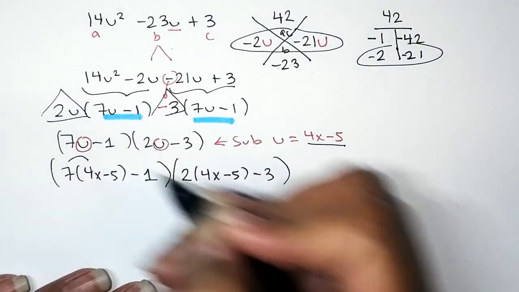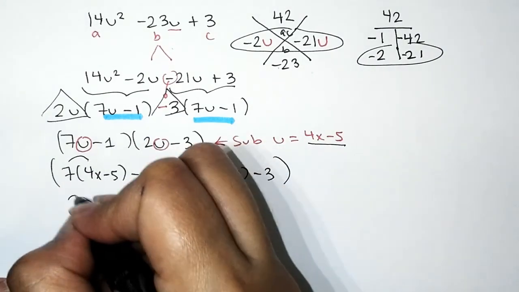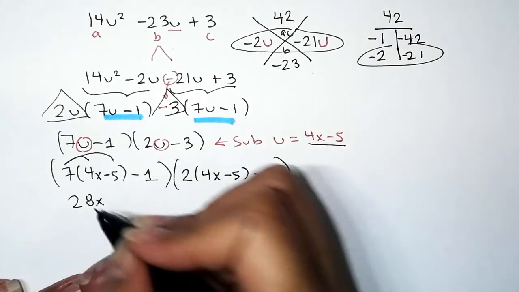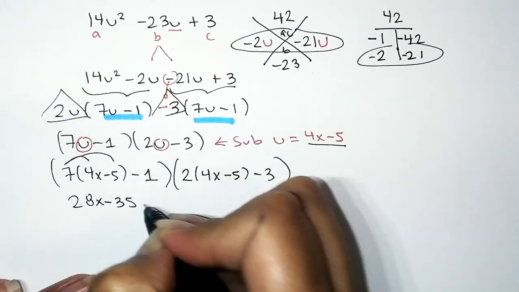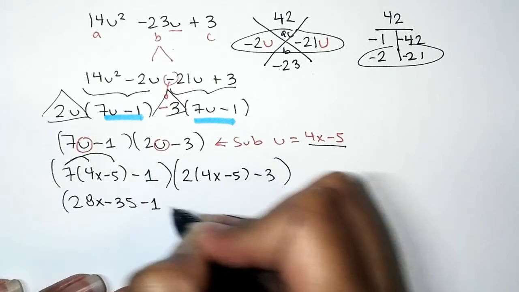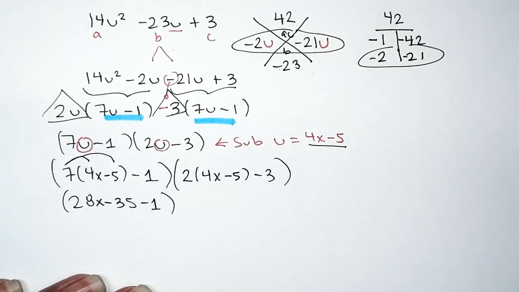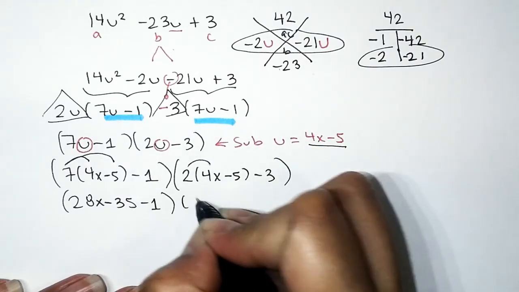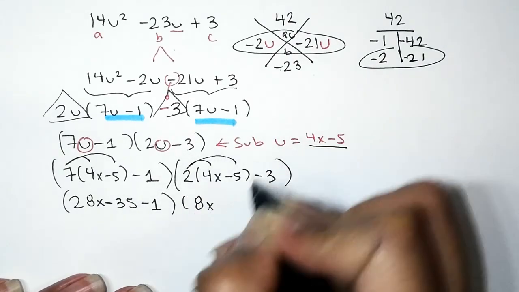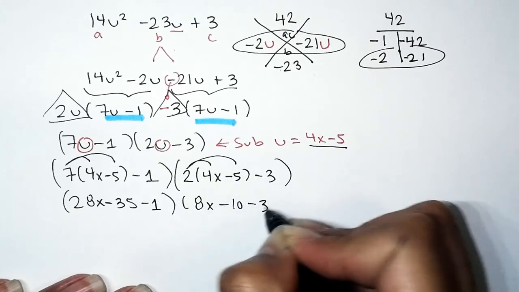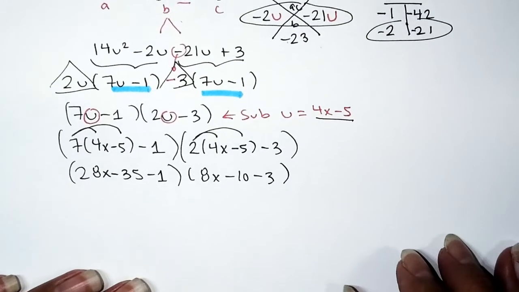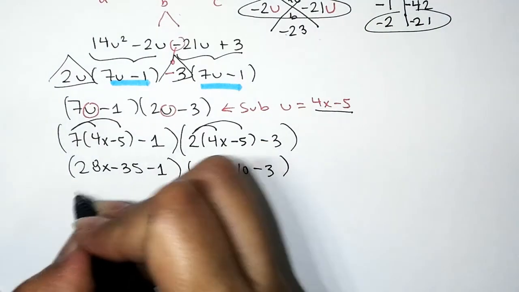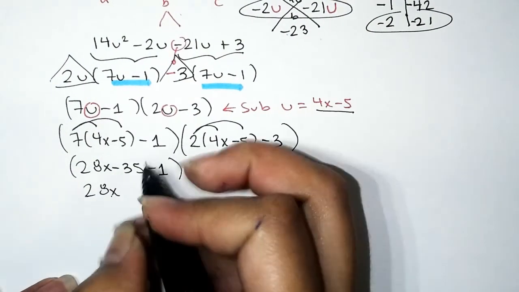When we distribute, product of 7 and 4x is 28x. Product of 7 and -5 is -35, and then we bring down the rest of the problem. Okay, let's knock out the next set of grouping symbol. Product of 2 and 4x is 8x. Product of 2 and -5 is -10, and we bring down the rest of the problem. Oh, I can see like the end of this video. Cool. So let's go ahead, continue to simplify.